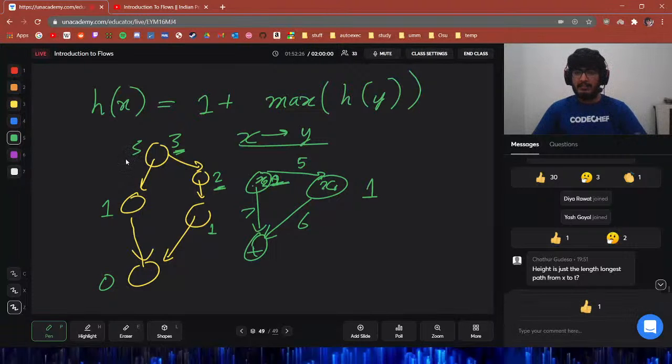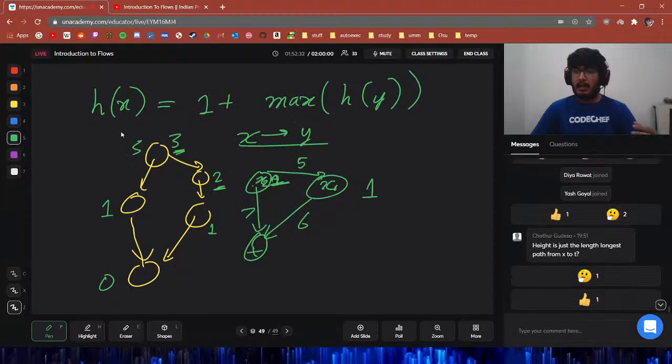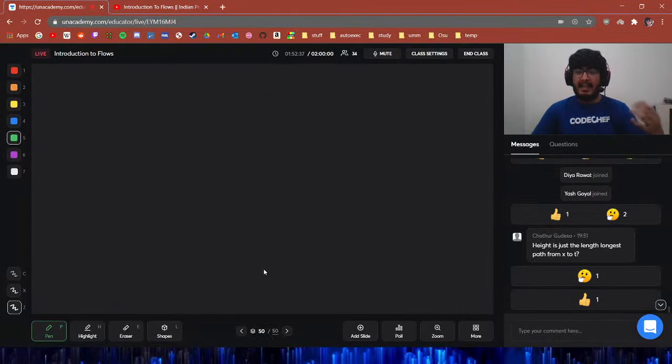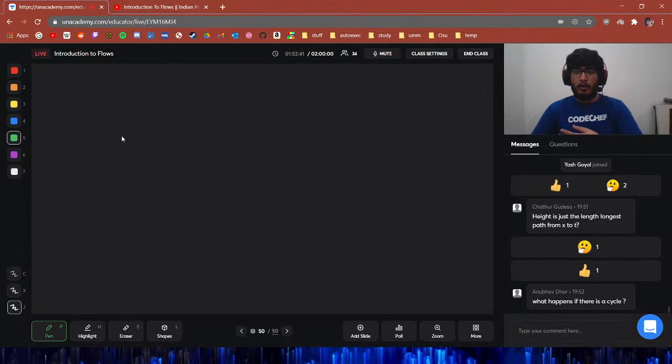Yeah, you can also model it that way. Height is the length of the longest path from x to t, right? So this is our heights. And the excess function is the excess amount of flow coming into a node. What happens if there is a cycle? There isn't going to be a cycle here. In flow, it's going to be an acyclic network, right?